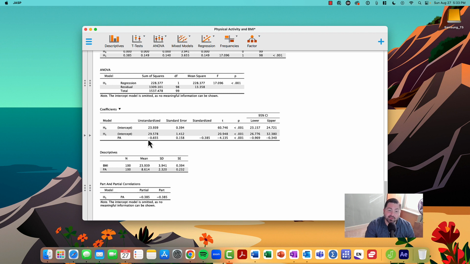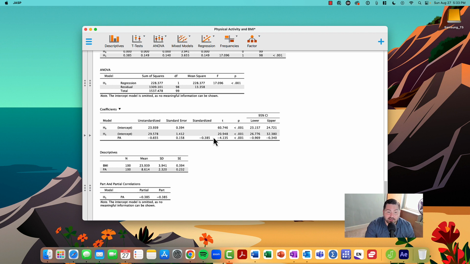So in this case, what would the Y predicted equals A plus BX equation look like? Well, the unstandardized 29.578, that's going to represent the Y-intercept. So that's your A plus negative 0.655x. So your line of best fit would be negative 0.655 times the person's physical activity value, and then you would add 29.578, and you would estimate within a reasonable 95% confident range what the person's true BMI would be.